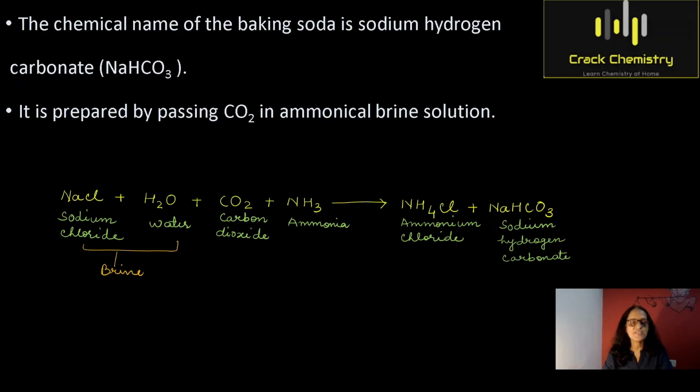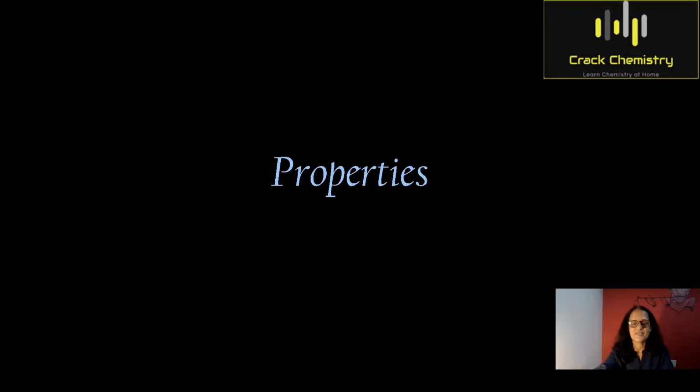NaCl plus water means sodium chloride plus water. They form the brine solution. And ammonical brine solution means it has ammonia also. You are passing CO2 in it. So this is the chemical equation where you have passed CO2 in ammonical brine solution and the products formed are NH4Cl plus NaHCO3. Students, I hope you will be able to learn this equation within seconds if you are able to learn this only one line.